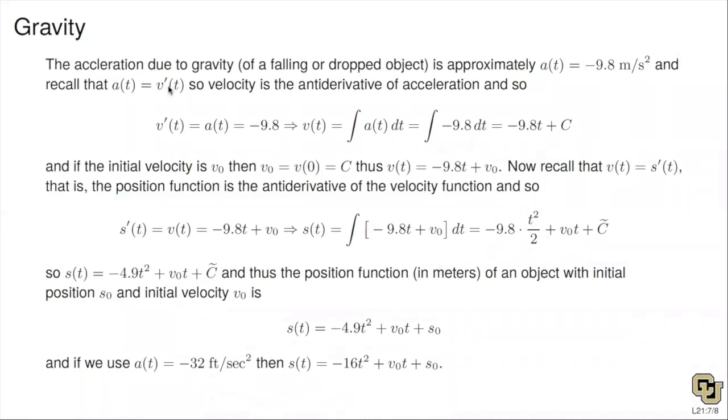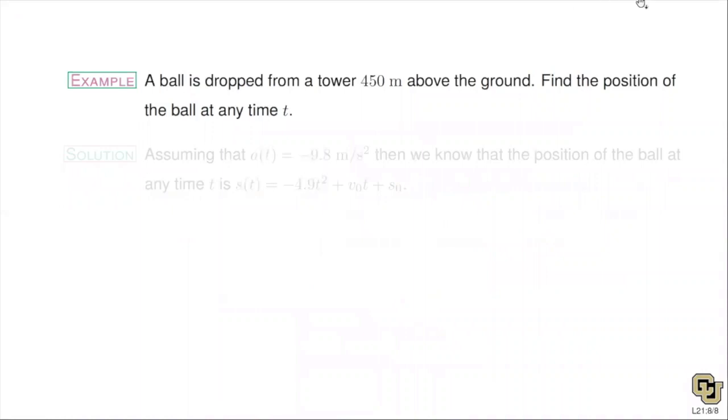So here I just have a little toy problem to end the section today. A ball is dropped from a tower 450 meters above the ground. We're asked to find the position of the ball at any time t. So I assume that this ball is dropped from a tower 450 meters above the ground on the planet Earth. The problem didn't actually specify that it was on the planet Earth, so I'm going to assume it's on planet Earth.